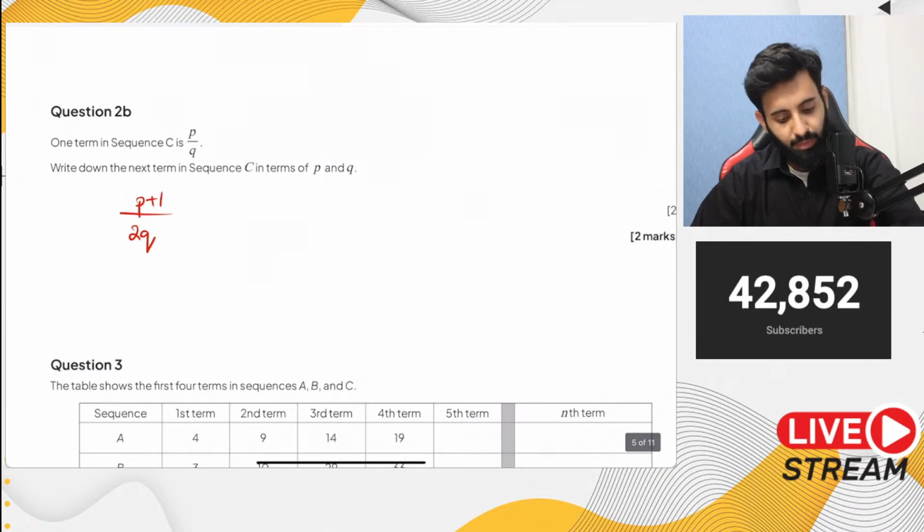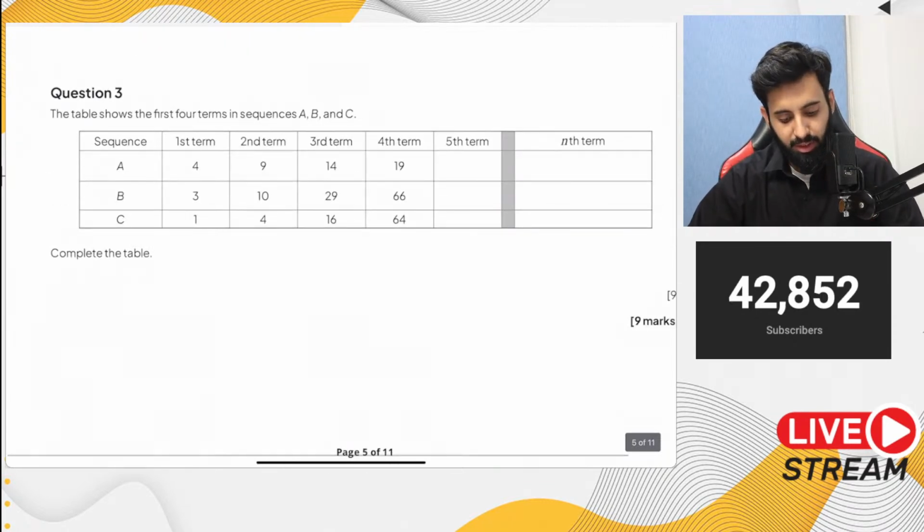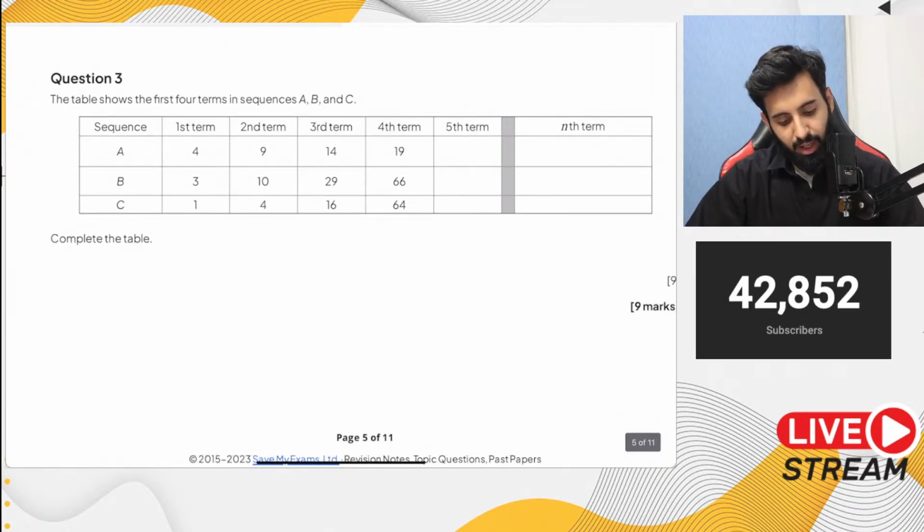Okay. Now question number 3. Let's see what question 3 says. So you have 4, 9, 14, 19. How do you go from 4 to 9? You add 5. How do you go from 9 to 14? You add 5. How do you go from 14 to 19? You add 5 again. Okay. So that means we're looking at the common difference, which is 5.